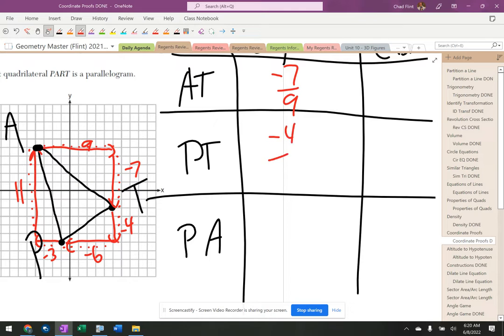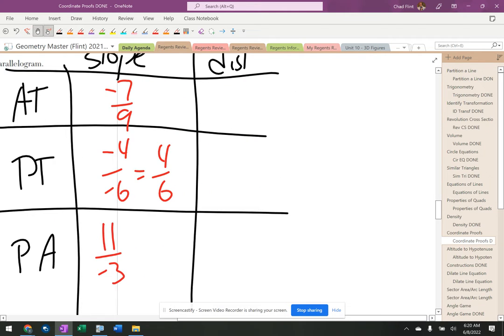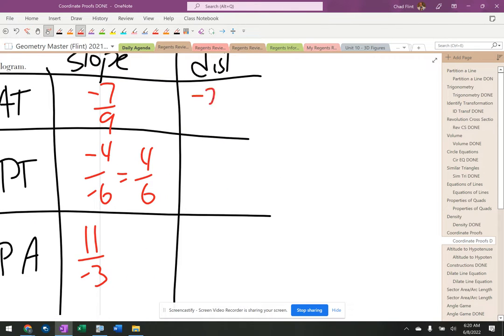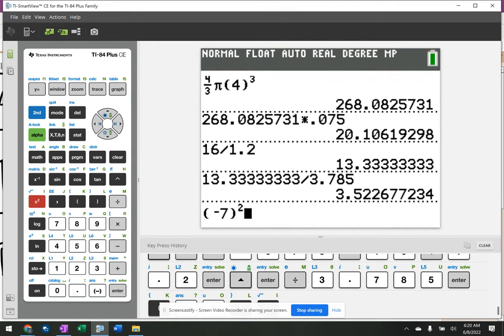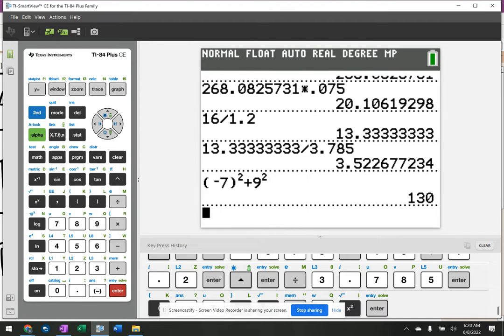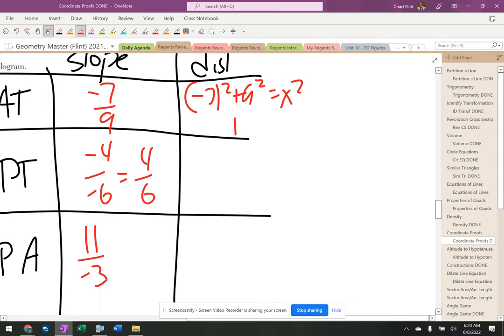All right, so AT is down 7 over 9. PT is down 4, left 6, which is 4 over 6 because they're both negative. And then PA is up 11, left 3. All right, so then my distances are negative 7 squared plus 9 squared equals x squared. And that's negative 7 squared plus 9 squared, 130. So square root of 130.